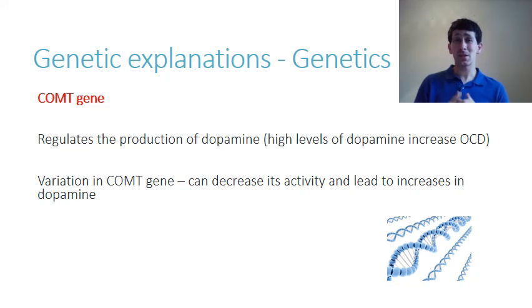It's been suggested that people with OCD might have a variation of this particular gene. What that means is when dopamine levels start to get higher in people with OCD, the COMT gene doesn't kick in. It doesn't bring it back to normal. So dopamine levels continue to get higher and higher and higher, and this has been linked to an increase in the severity of OCD symptoms.